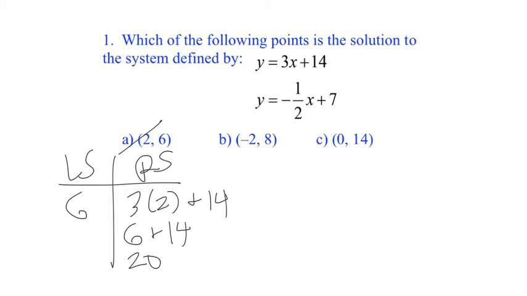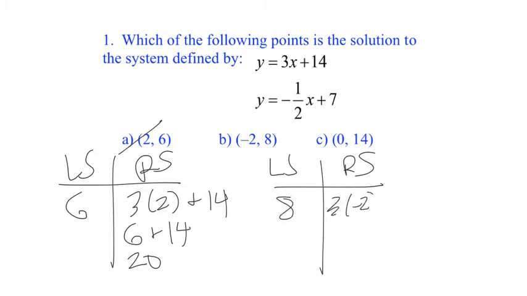By the same token, I can do the same thing with B. Left side, right side. Again, I'm just going to look at this first equation, so the left side is going to be 8 and the right side will be 3 times negative 2 plus 14. 3 times negative 2 is negative 6, plus 14. That's 8. Okay? So this point, (negative 2, 8), is on the first equation.